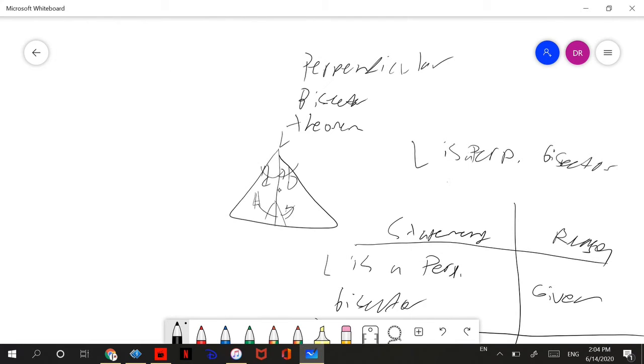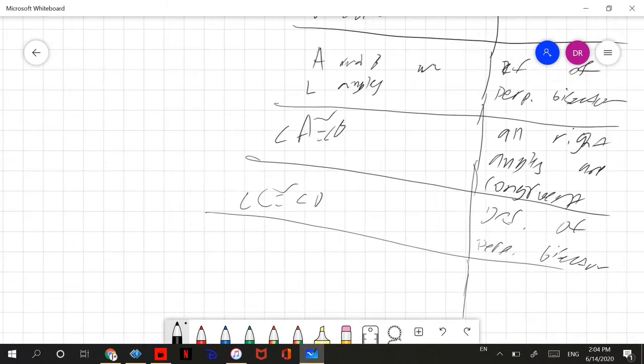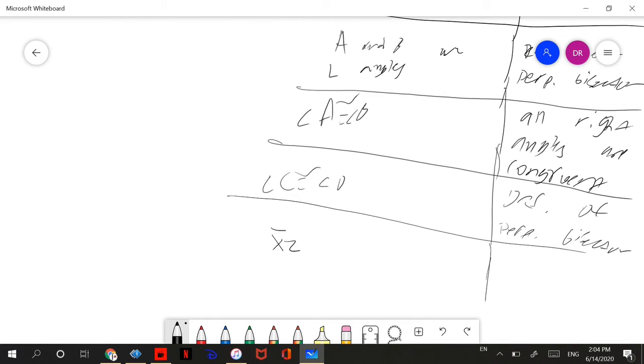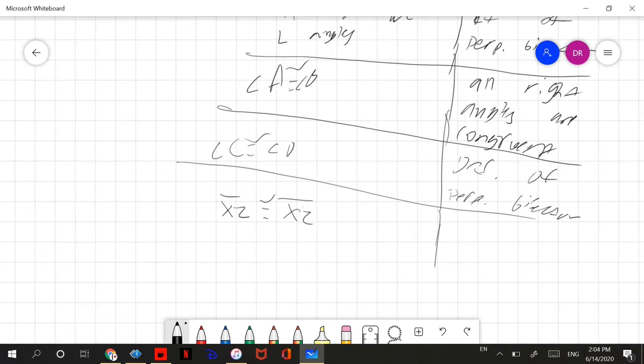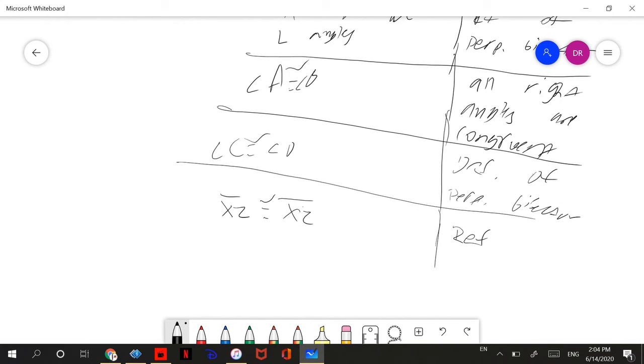And then, okay, let's name this point X and Z. So line XZ is congruent to line XZ because of the reflexive property. When something is congruent to itself, the reasoning behind that is just common sense, but you would put in reflexive property.